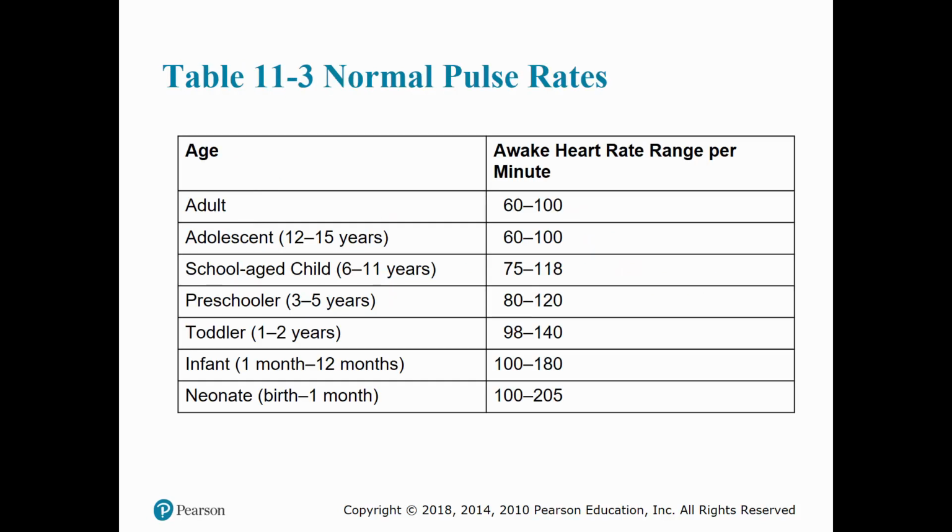Table 11-3 goes over some normal ranges for heart rate per minute, such as for a neonate 100 to 205, preschooler 80 to 120, and an adult 60 to 100.